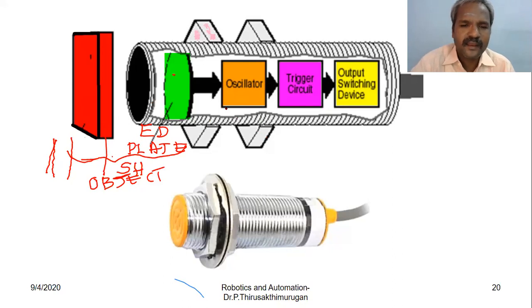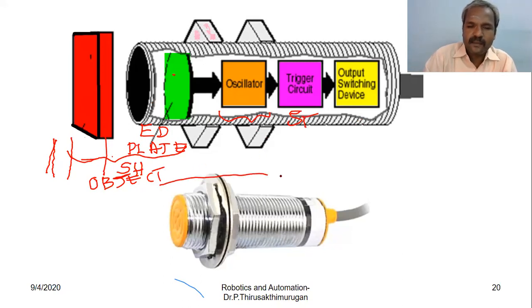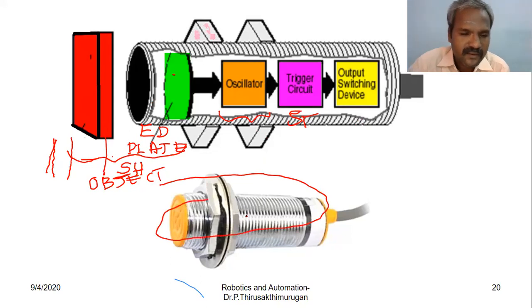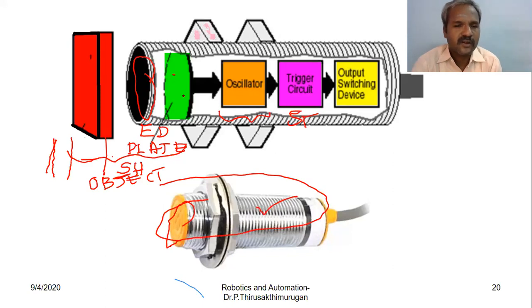So again, here also we have an oscillator and trigger. The triggering stage is the Schmitt trigger stage. So this is the output switching device. These are the internal parts of this capacitive proximity transducer. This plate you see here is nothing but the front probe. This is a probe, so this is also called the probe.